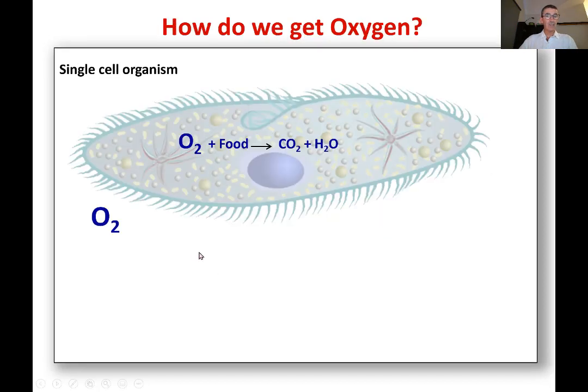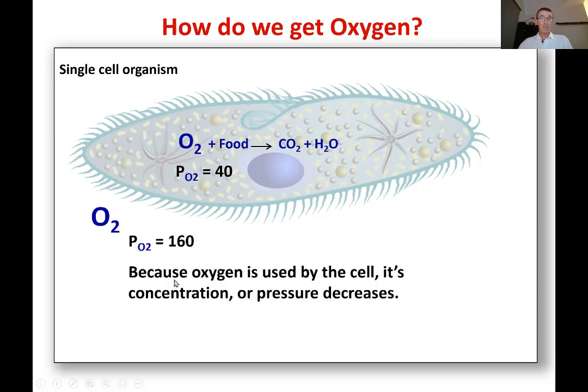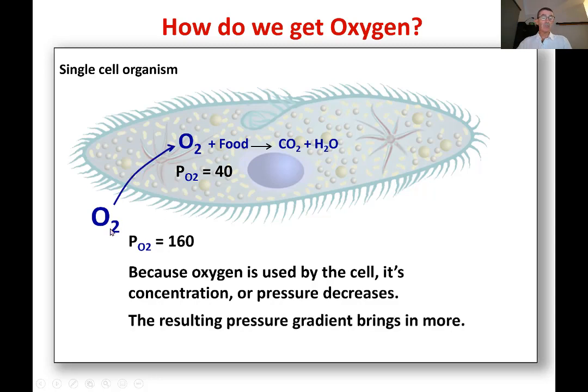So we can illustrate that on this slide. In the water around this single cell organism, oxygen is exerting a pressure of about 160 millimeters of mercury. Because the oxygen is being used up in the cell, it's in a smaller concentration in the cell, and it's exerting less pressure in the cell. So there's a pressure gradient. More pressure outside, less pressure inside, exerted by the oxygen, and oxygen will move into the cell down that pressure gradient.